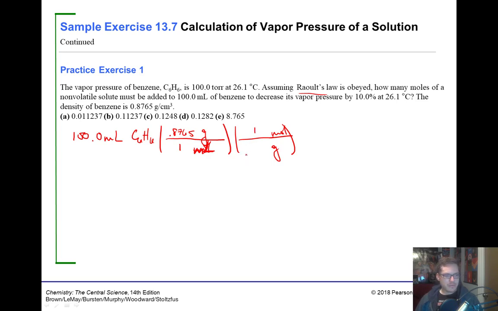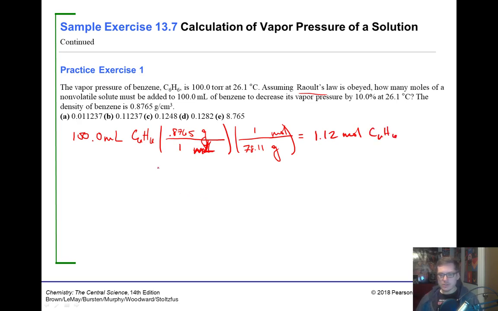I've already calculated this molar mass. It was 78.11 grams per mole. So this will give us our molar mass. We take 100 times 0.8765 divided by 78.11, and we get 1.12 moles. So 1.12 moles of our C6H6.